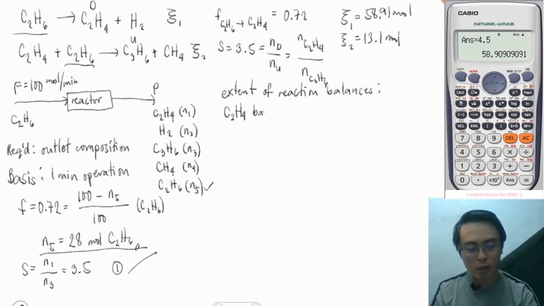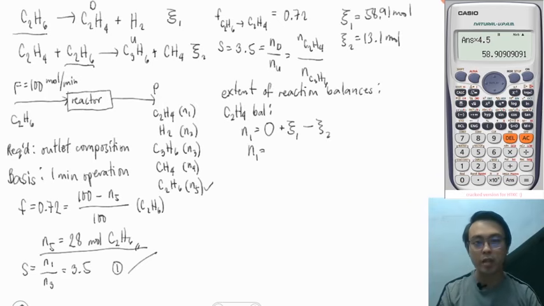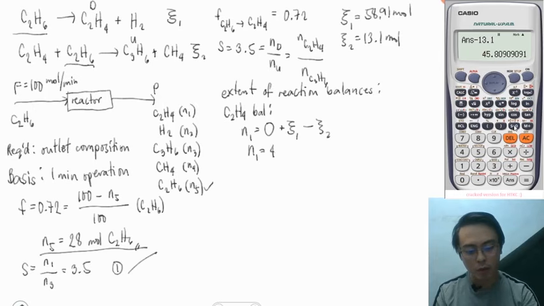Okay, so what is your C2H4 balance? Output is N1, input is 0. On the first equation, C2H4 is a product, so that is plus extent 1. Second equation, reactant, so minus extent 2. Substitute, so it's just extent 1 minus extent 2. So 58.91 minus 13.1. That is 45.81 moles C2H4. So we're done with N1.